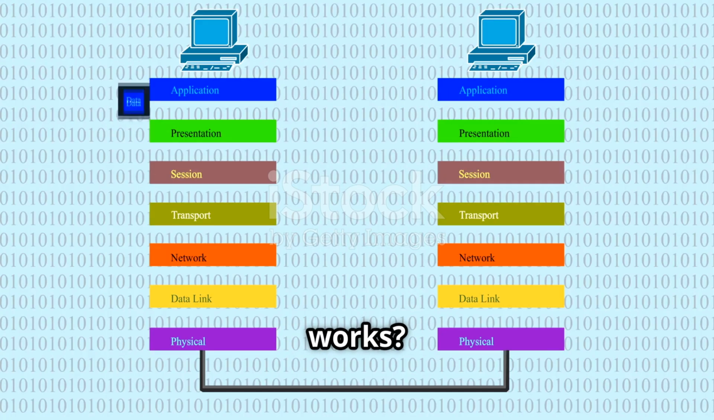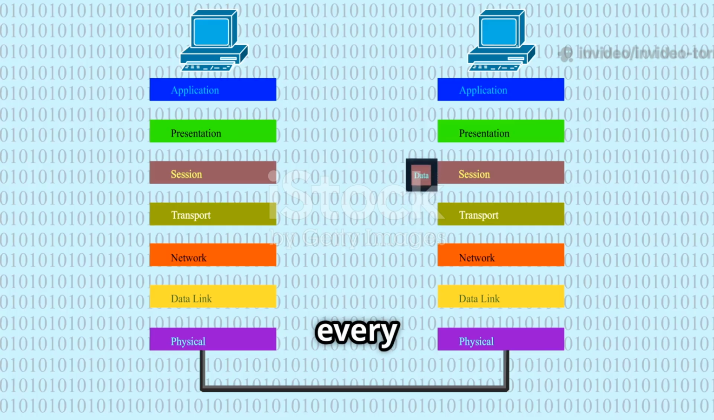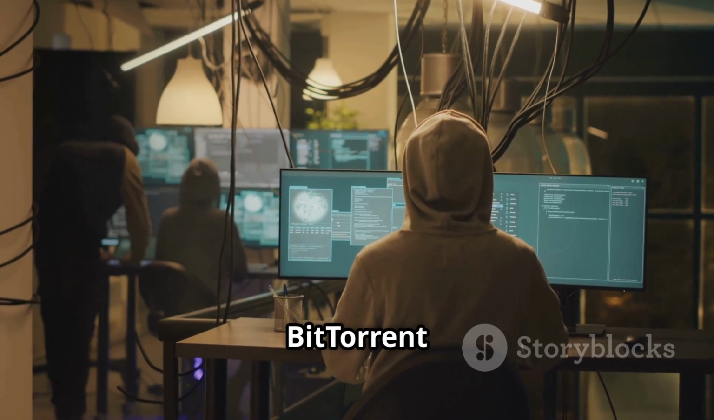Remember how the tracker works? It keeps a list of IP addresses. An IP address is a unique number assigned to your internet connection, kind of like a digital street address for your computer. In a torrent swarm, your IP address is visible to every single other peer you are connected to. There is no built-in privacy in the BitTorrent protocol.